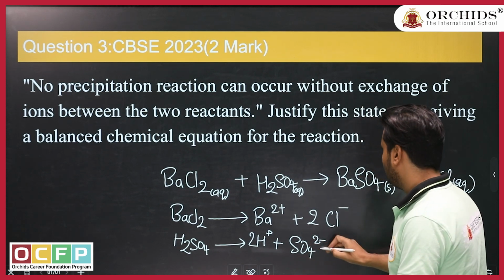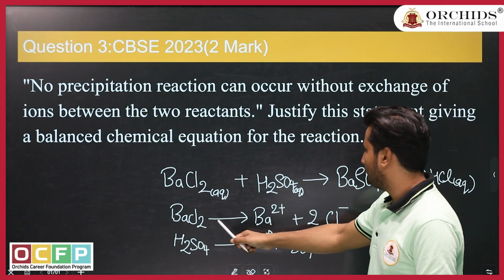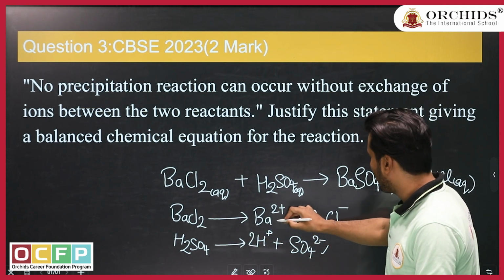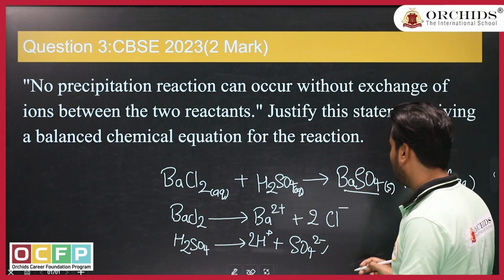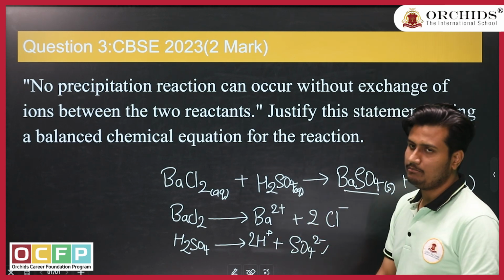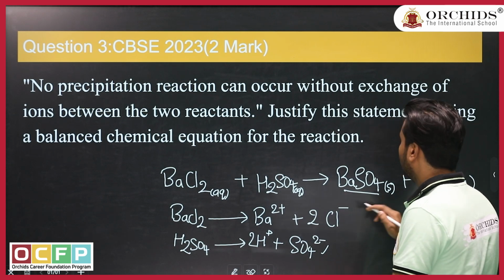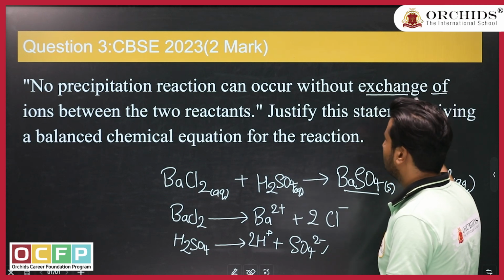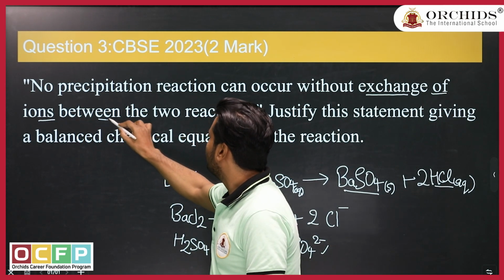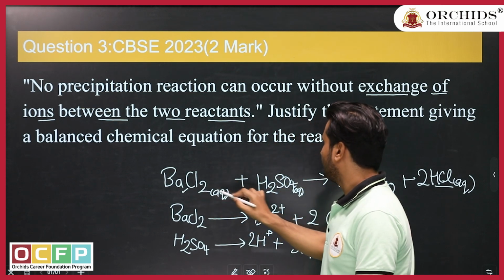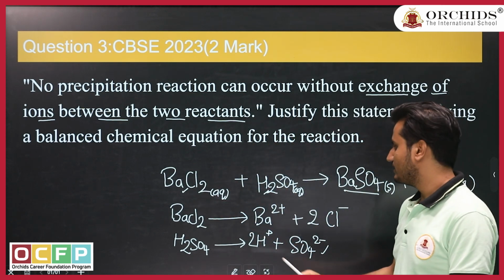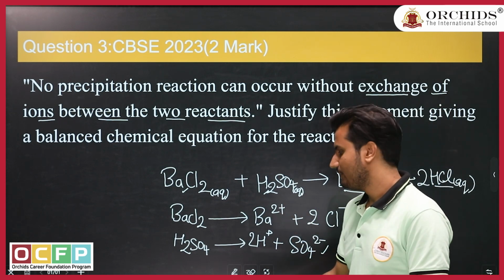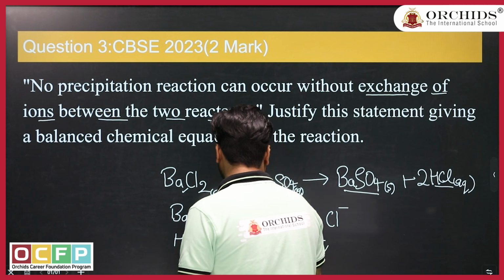So now what will happen? This Ba will combine with SO4 to make BaSO4. And this H will combine with chlorine to make HCl. So what is happening over here? Exchange of ions between the 2 reactants. So no precipitation reaction can happen without the exchange of ion between the 2 reactants. Let's move on to our next question.